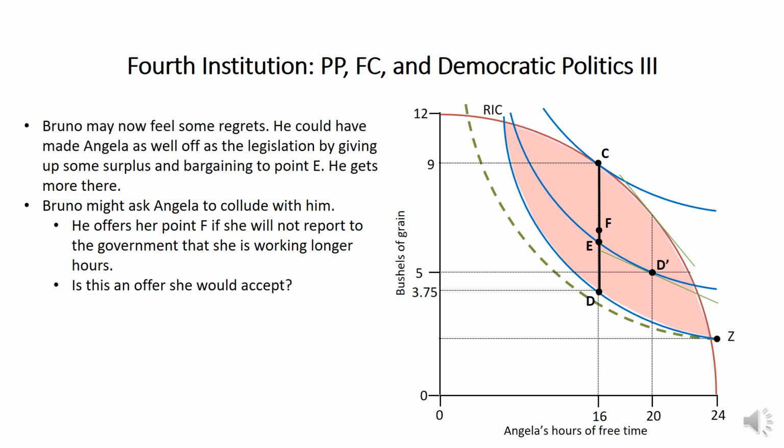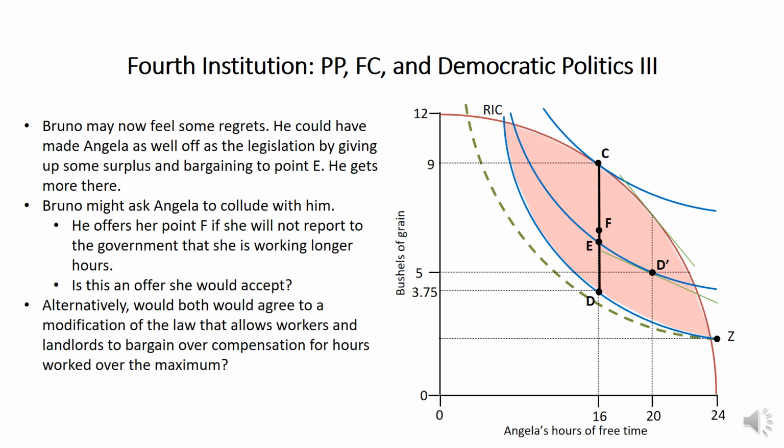But it's also possible now that Bruno might ask Angela to collude with him. So he may say, why don't you work for some extra hours and we won't tell anyone, and you can have point F, which is above your new indifference curve, and I'll also be better off because the distance between C and F is larger than the distance between the feasible frontier and D prime, so I'm going to get more surplus out of the deal, and you're also going to get a little bit more, so if you don't tell, I won't tell, and maybe they would agree to that.